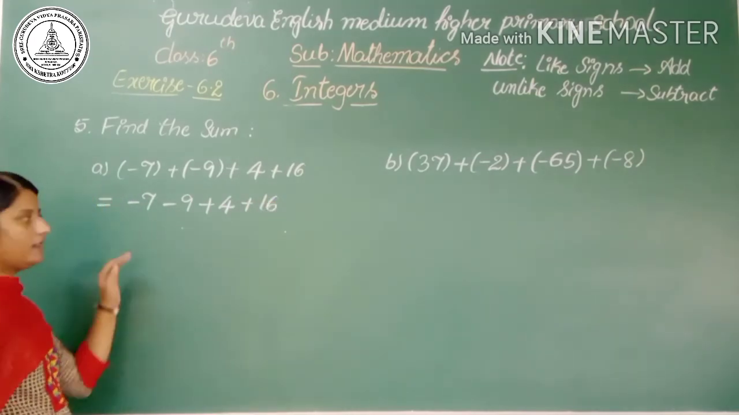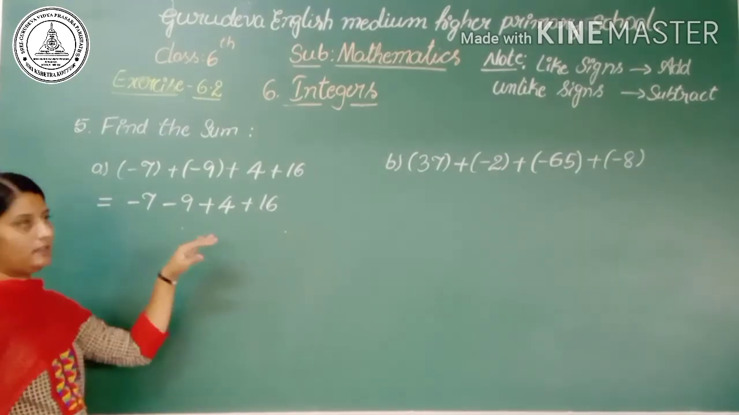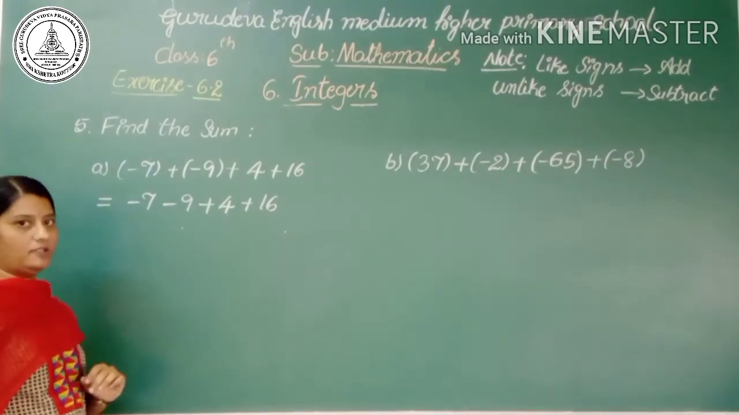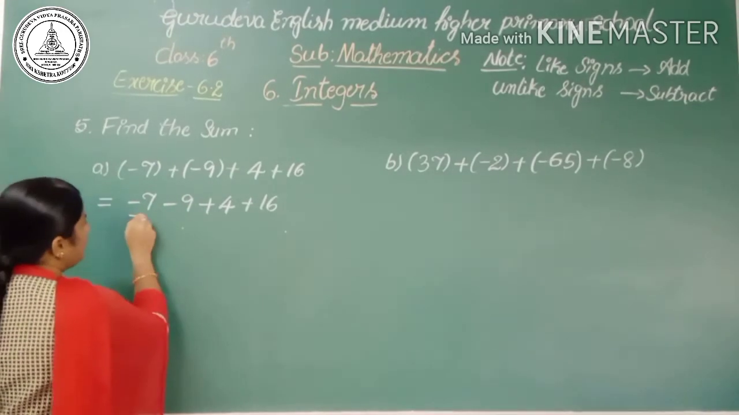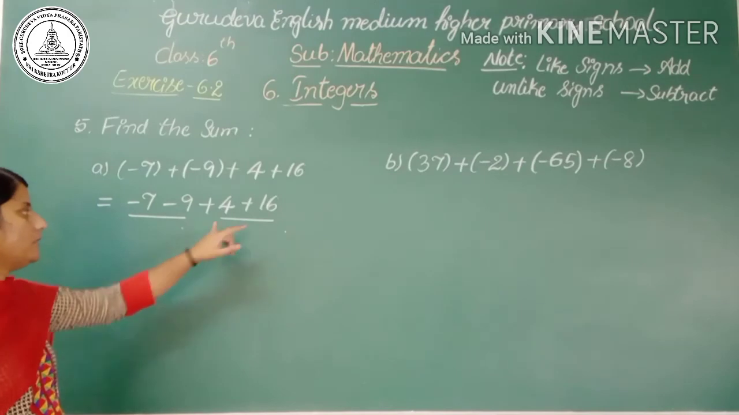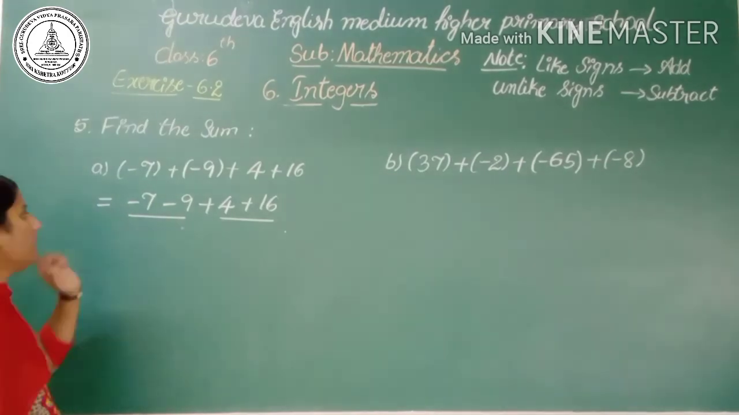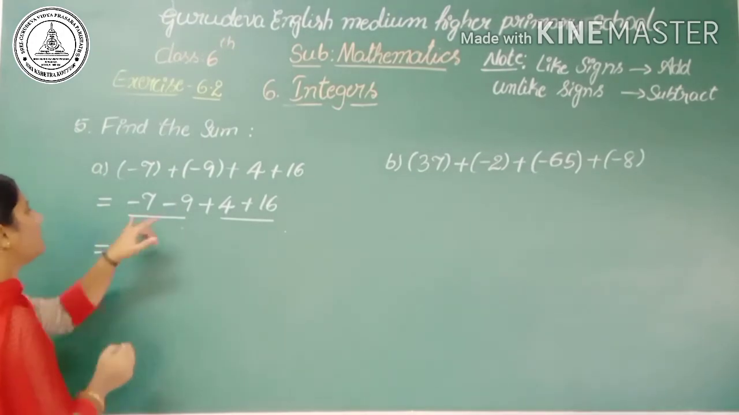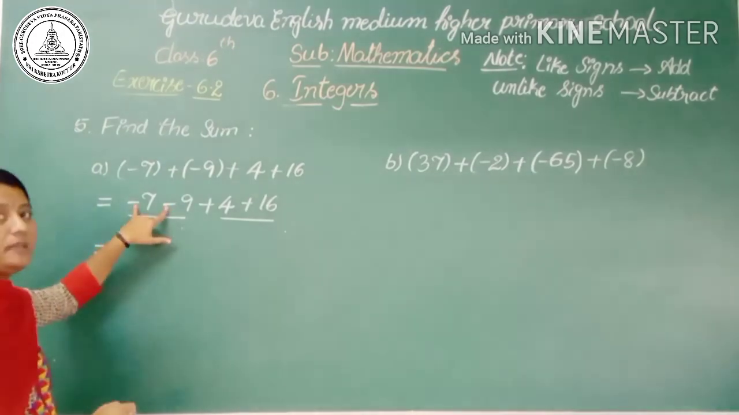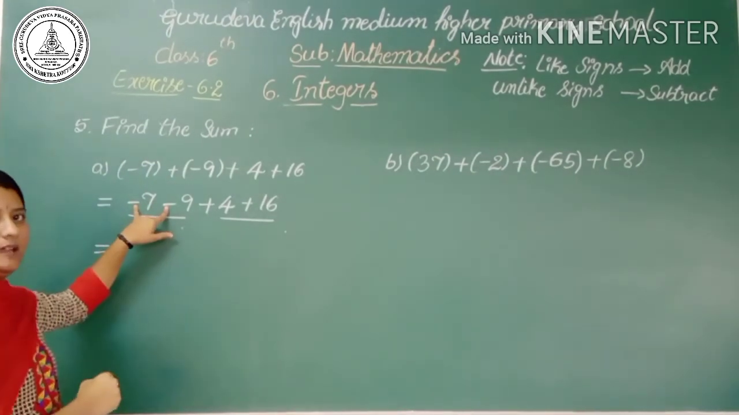So here there are 4 integers, right? So I will group the negative integers and positive integers. Here minus 7 and minus 9, and 4 plus 60. These two are positive integers, these two are negative integers. We know that if two integers have like signs, meaning same signs, we have to add, right?